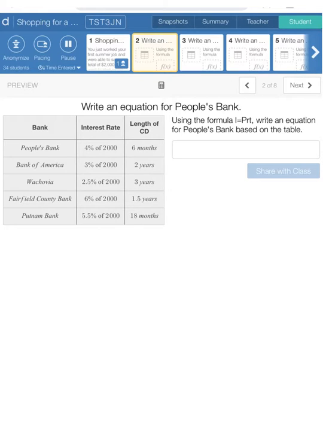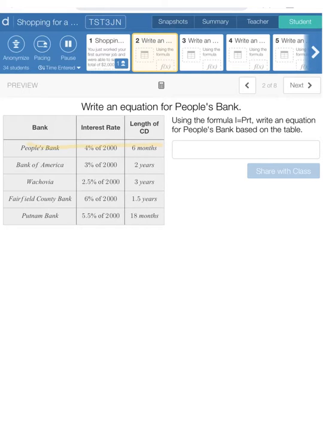to do is use the formula I equals PRT to write an equation for People's Bank based on the table. So notice we have our table to the left, and we're asked to write an equation to find the interest for, in this case, People's Bank. So People's Bank is that first row.